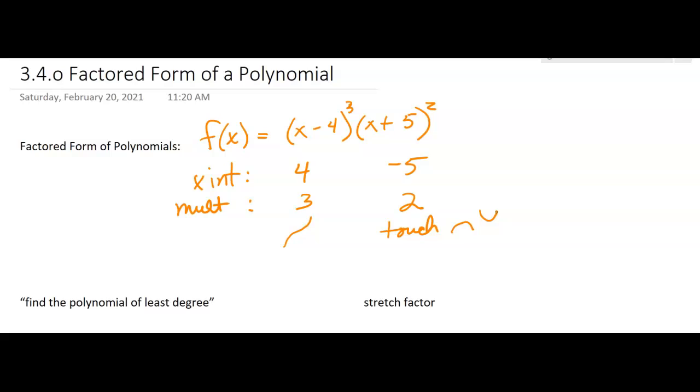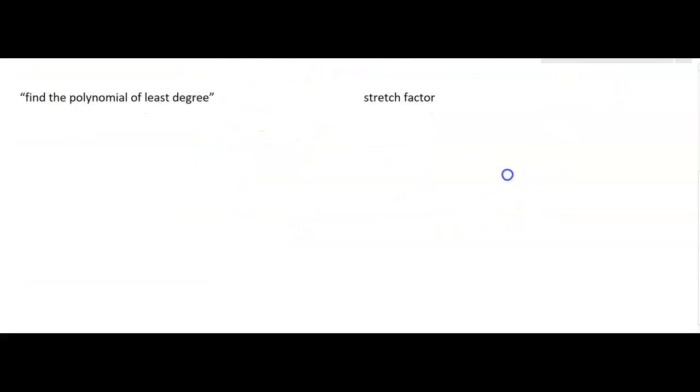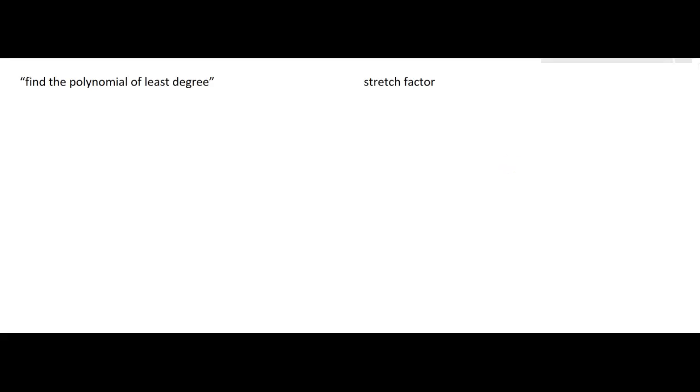Okay, now we're going to go the other way, where they don't give us the function, but we're trying to find the function based on information that they either give us or we can read from the graph. Okay, so let me scroll up. They'll use these directions: find the polynomial of least degree, okay?